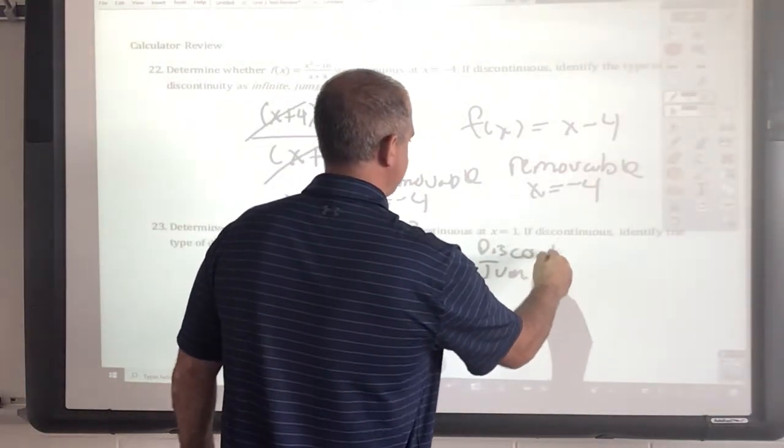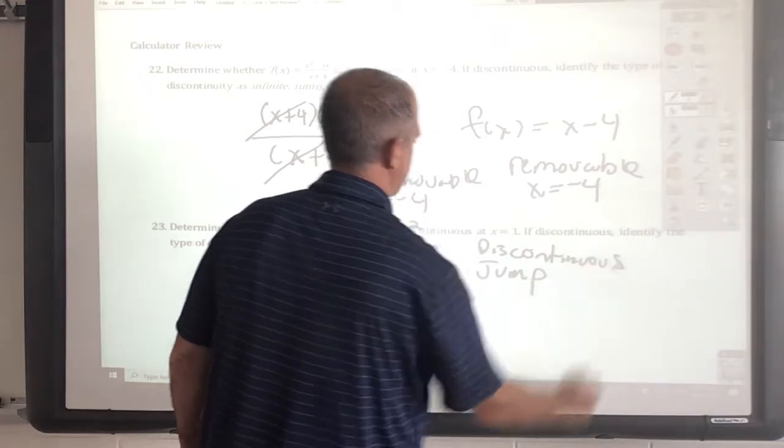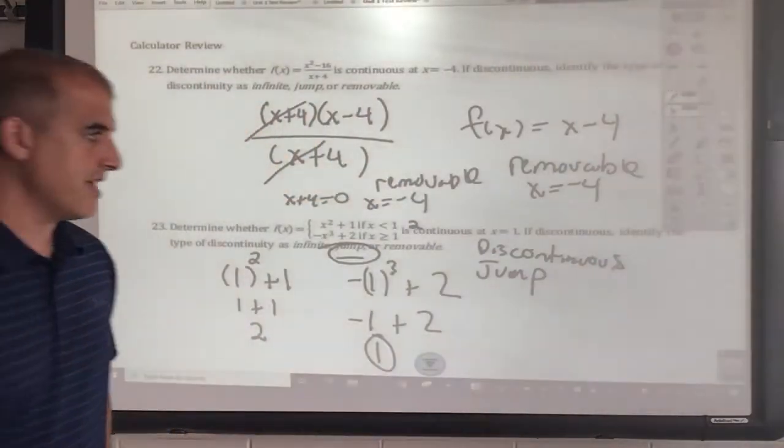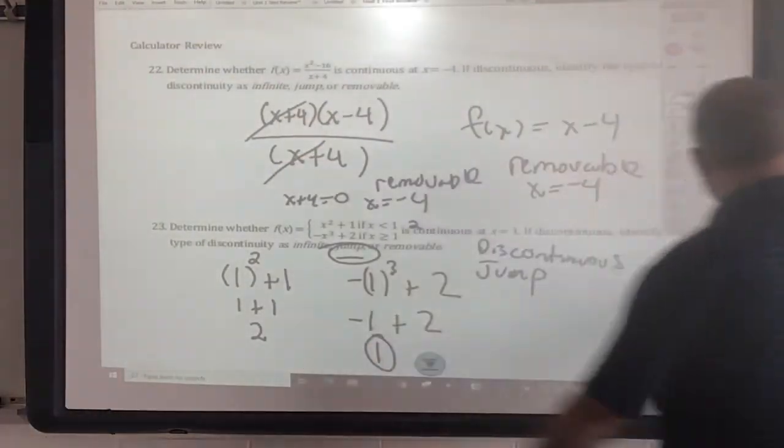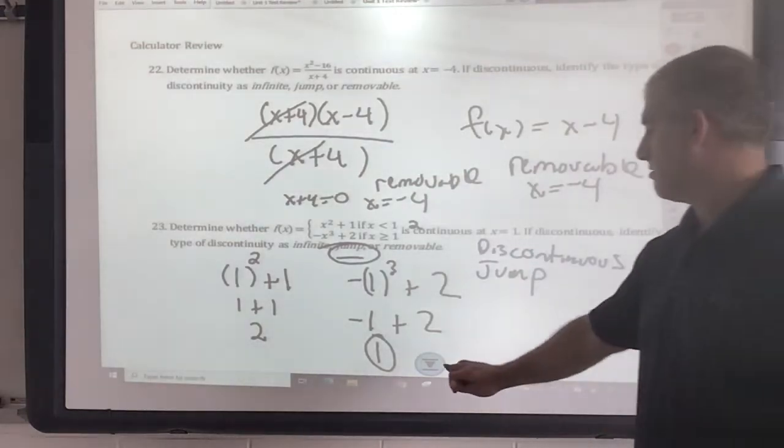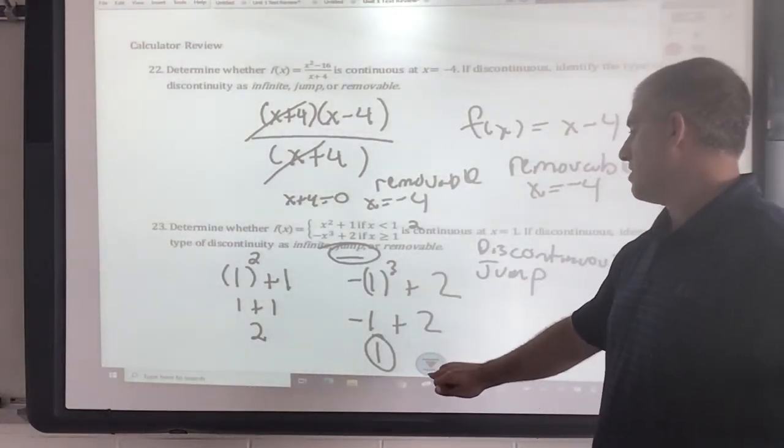But you have a jump there. If those numbers were the same, it would have been a continuous function.